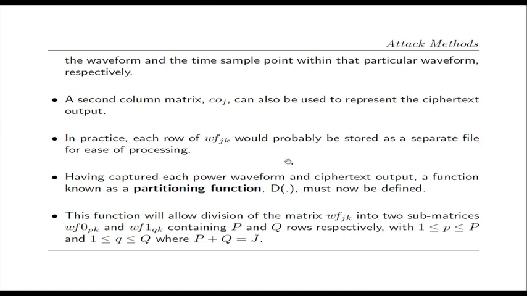Okay. So, now we partition this matrix into two, into the rows. These are the rows WF0 Pk and WF1 Pk, and suppose there are P rows which have 0 Pk and Q rows which have 1 Pk, such that P plus Q is equal to J. So, we apply this partition function, which is denoted by D. It will partition the matrix into two sub matrices, this and this.